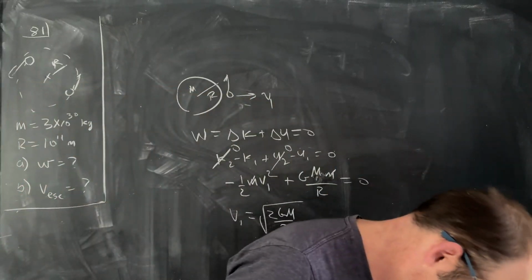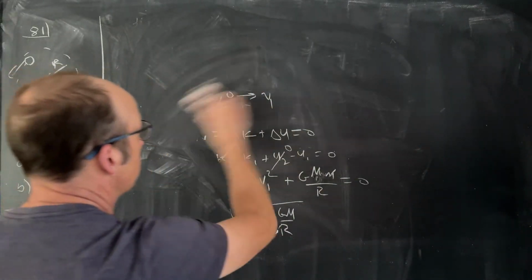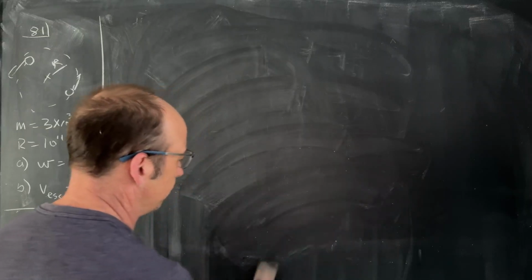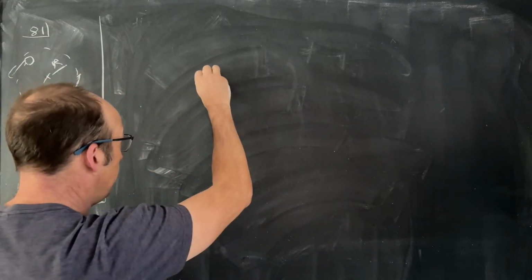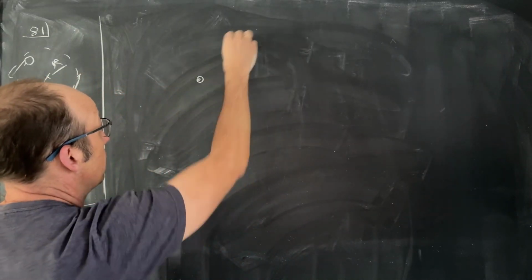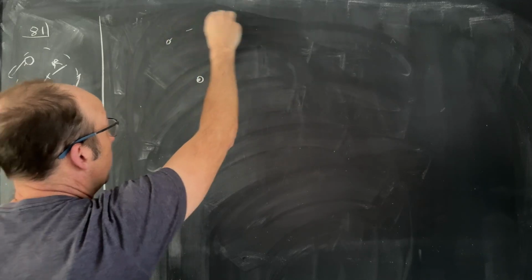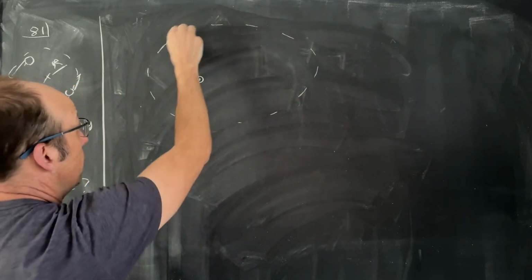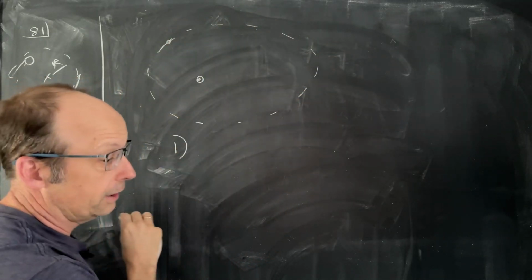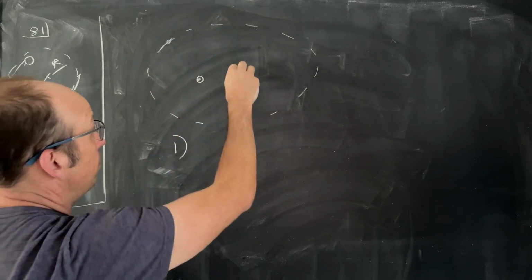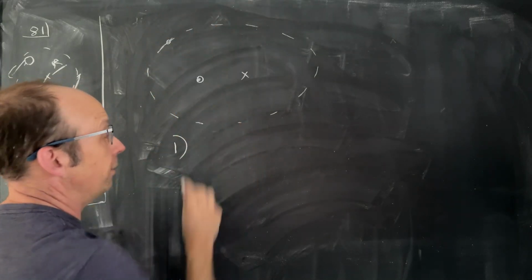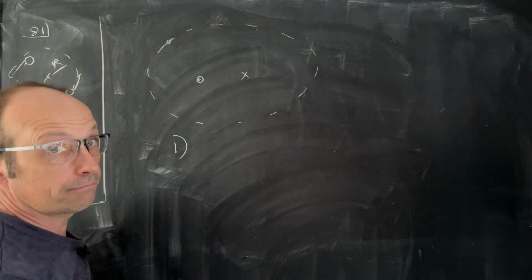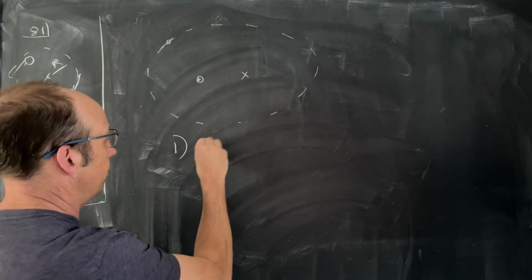Moving right along. Kepler's laws. You know, I wouldn't put Kepler's laws in here, but there's the sun, and here's a planet. Kepler's first law says that the path of this planet is an ellipse where the sun is at one of the foci. Okay, so ellipse.